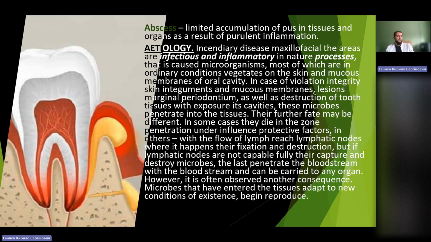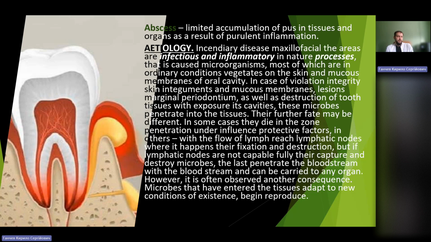So etiology, yeah, I prefer the British spelling, so it should be an A at the end, okay? But still, in secondary maxillofacial disease, the areas are infectious and inflammatory processes in nature that are caused by microorganisms, most of which in ordinary conditions vegetate on the skin and mucous membranes of the oral cavity. So we just call them typical microorganisms. You and me and everyone here have the same microorganisms, but we have the background. The background is immunity. So when our immunity breaks down, we have some problems with that.